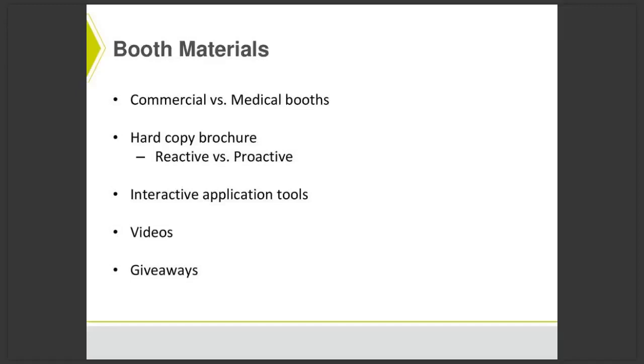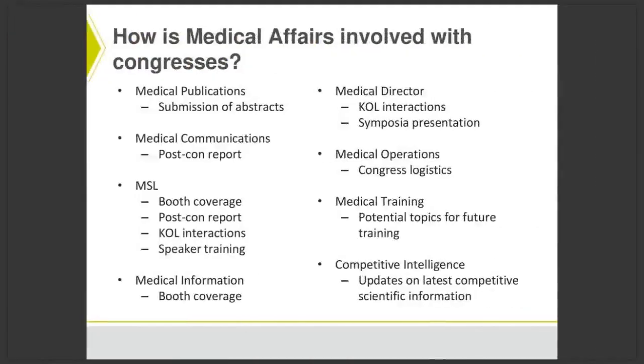The medical booth itself has a lot of different tools that can focus on medical education about the disease or the medication itself. The medical team can create different types of materials for reactive versus proactive use, which speaks to whether the material can be used if a question is asked, or used if a question is not asked. The medical booth is typically staffed by members such as the MSLs or people from medical information.